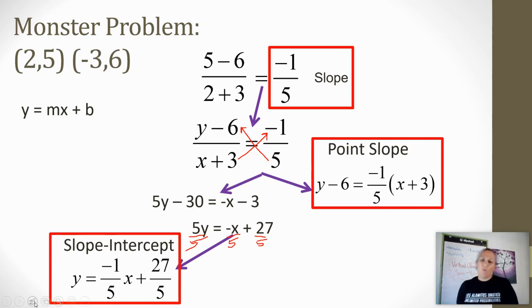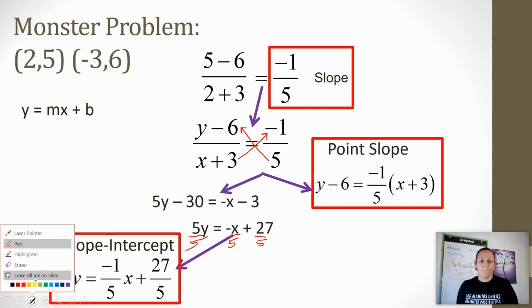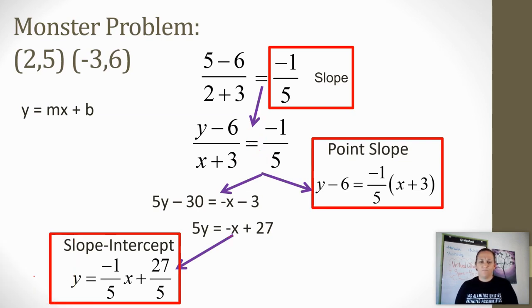But what if I don't want slope-intercept form? What if instead of slope-intercept form, the direction said find standard form? Standard form looks very different. And in standard form, we learned also that we're not supposed to have any fractions or decimals. So I actually don't like that over 5 for standard form. So for standard form, I'm going to come back here to the step right before I got my slope-intercept form answer. I'm coming back to the 5y equals -x plus 27.